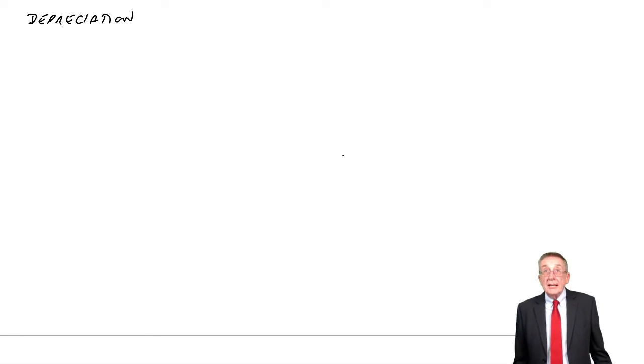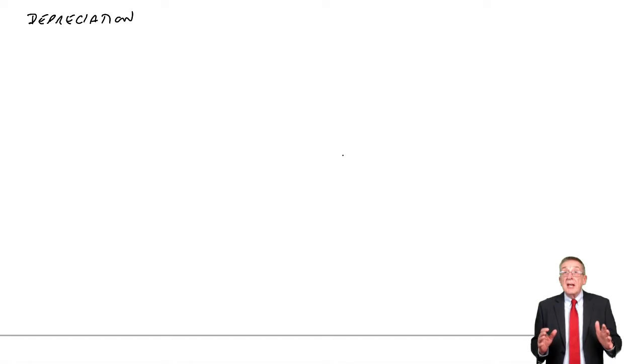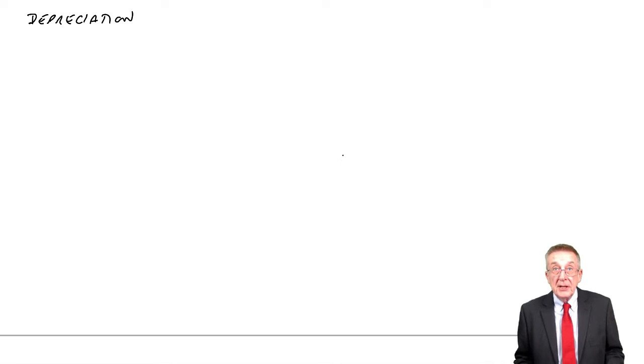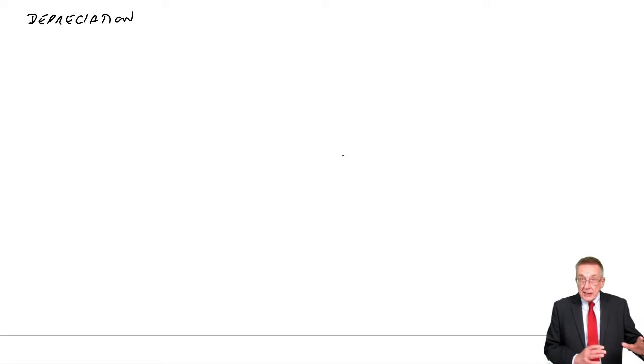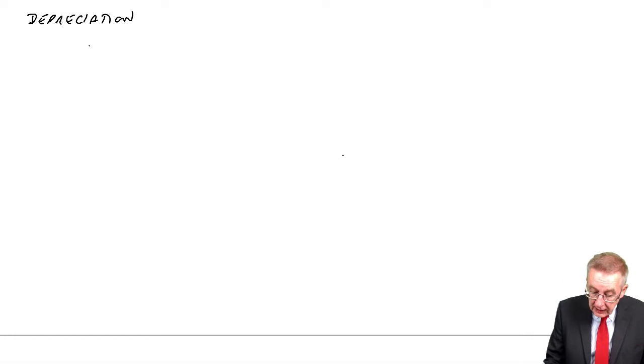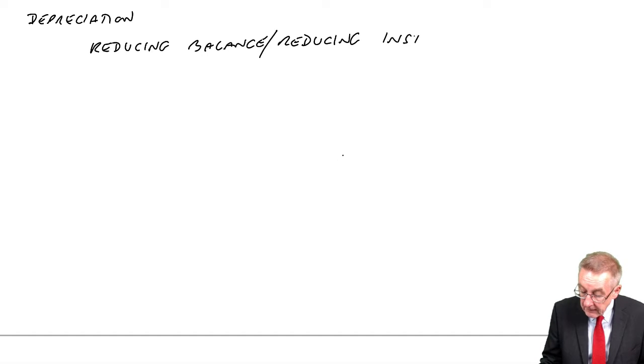All right, this is the third lecture on the chapter on depreciation. And I did say there are two methods you've got to be aware of for calculating the depreciation. In the last lecture, we went through the straight line method. In this lecture, I'll go through reducing balance, or reducing instalment. It means the same thing.